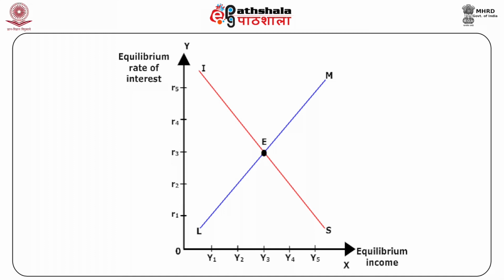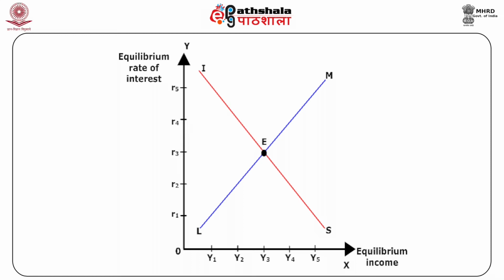At point E, we have a situation where your equilibrium rate of interest would be, let us say, R3, and your equilibrium level of income would be Y3. This is a point of general equilibrium, or a point of joint determination of rate of interest and level of income. Now, it is possible that an economy is found to be in a state of general equilibrium.